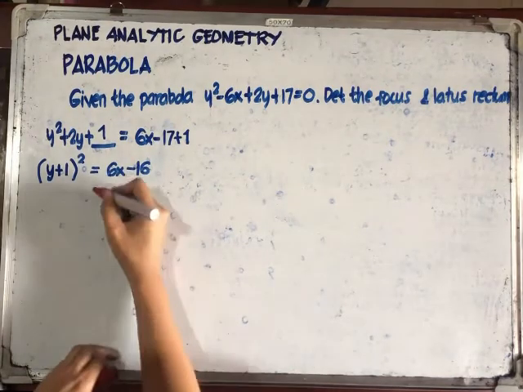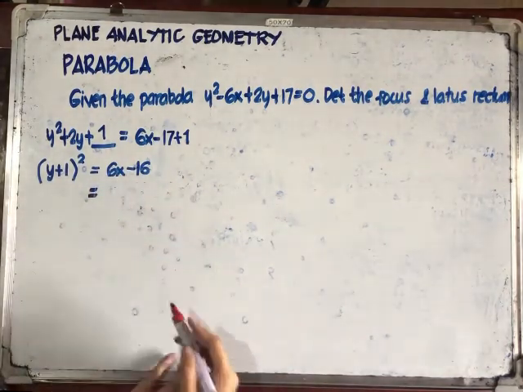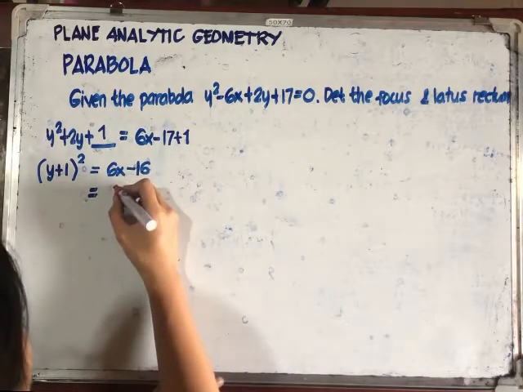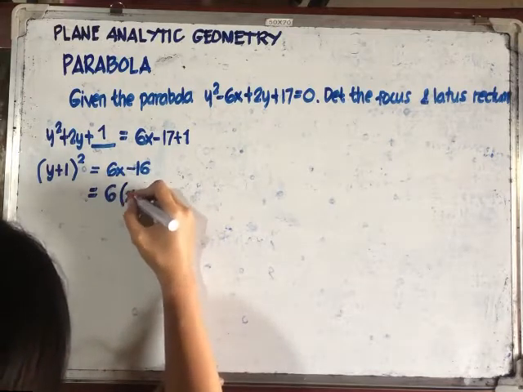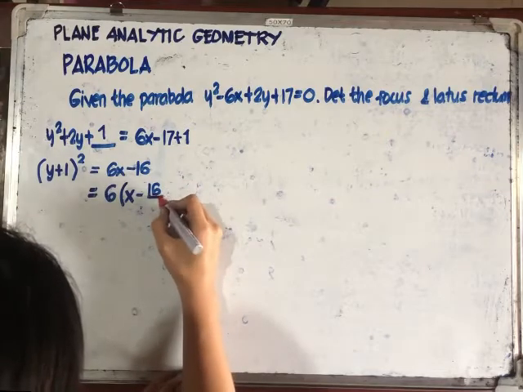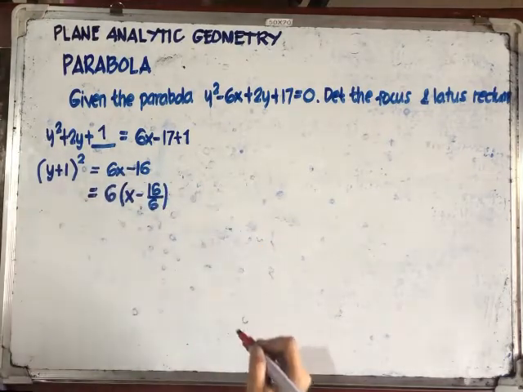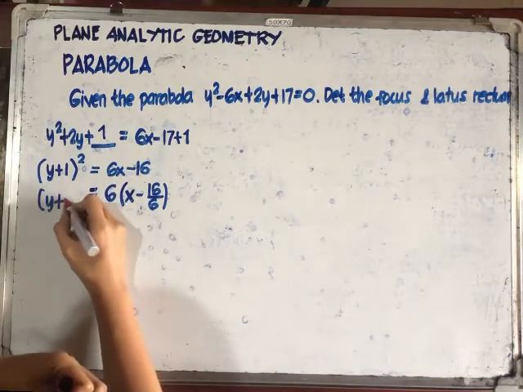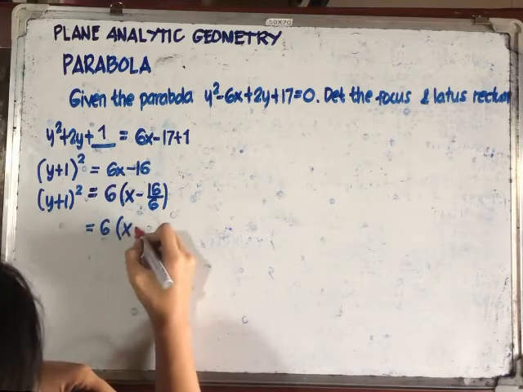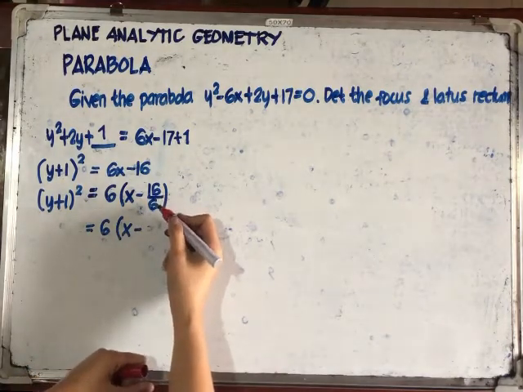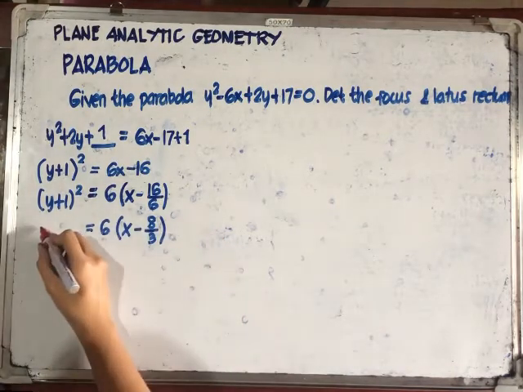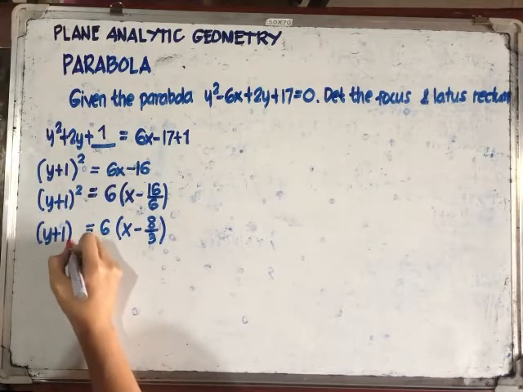Right? And so, we need to remove the coefficient of x. So, this would give us 6 times x minus 16 over 6. Okay, and this is y plus 1 squared equals 6 times x minus, to simplify this one, 8 over 3. Right? 8 over 3. And this is y plus 1 squared.